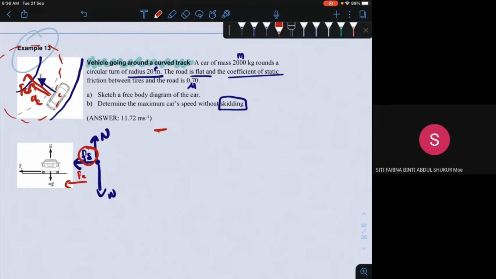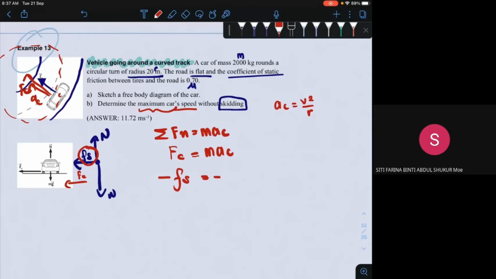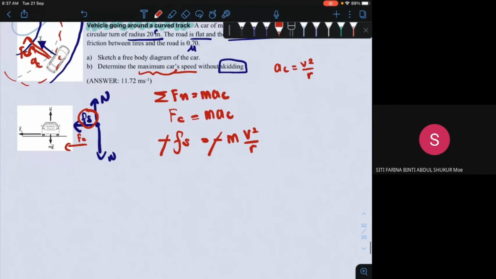Okay, so summation Fx sama dengan MAC. Fx kamu adalah centripetal force kamu, MAC. So dia suruh cari maximum car speed. So kita tengah cakap pasal V dekat sini. So AC is equals to V square over R. So the force that contribute to centripetal force adalah friction kamu ke kiri, acceleration kamu pun ke kiri, M V square over R. So you can cancel the negative, kiri kanan ada. Static friction adalah mu N.